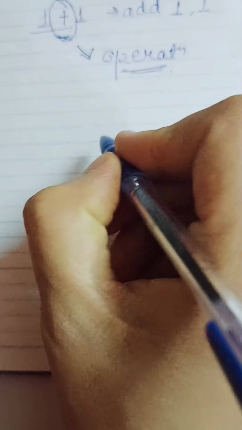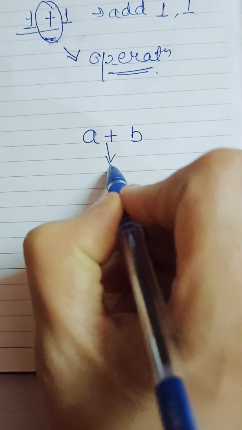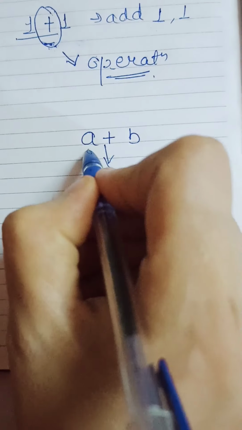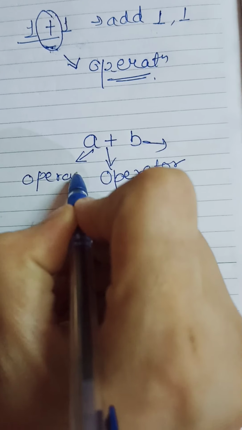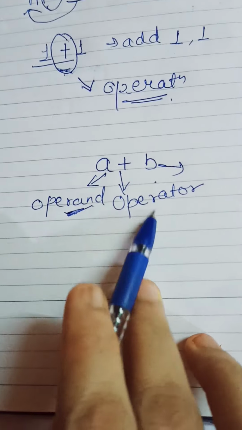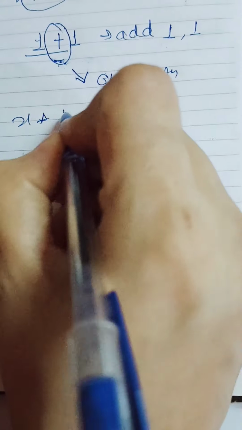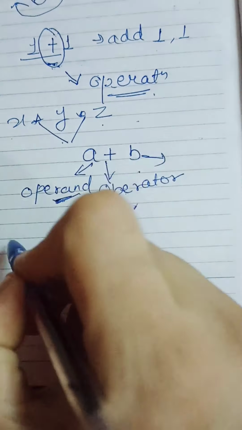For example, I am here writing A plus B. So here my operator is what? Plus. This is my operator. And this A and B are operand. Okay. So operator performs its operation on the operand. If suppose I am here writing x multiplied by y multiplied by z, so here operator is multiply, and x, y, z are the operand.